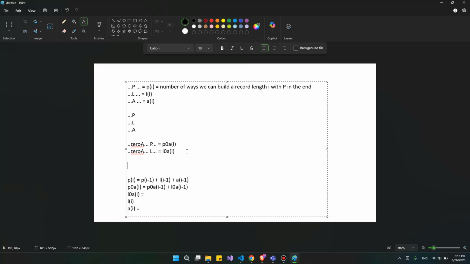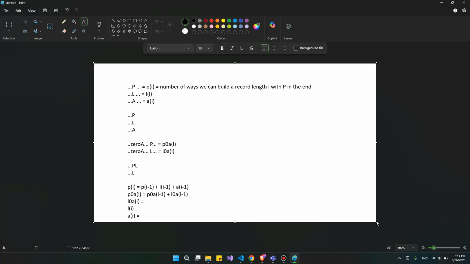So let's think about the process. If we are here with one P, we can put L here, right? But if we are here with L, we don't know if we can put L here or not, because it can be L or P here. So we need to come back two steps.